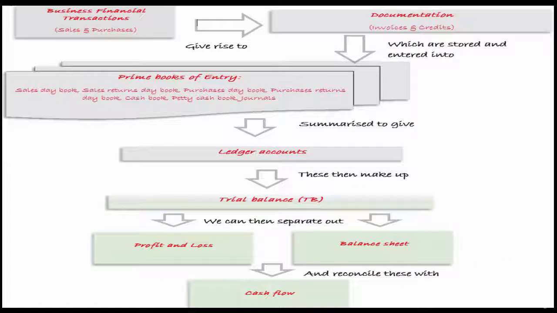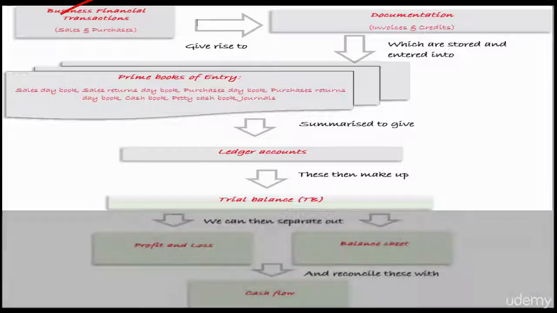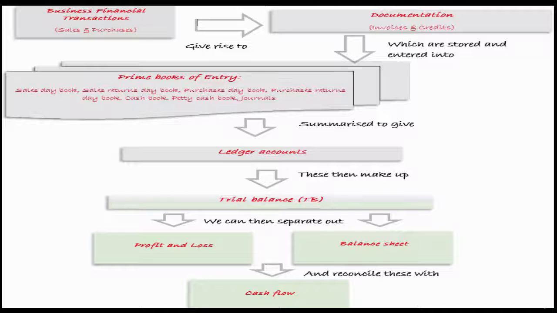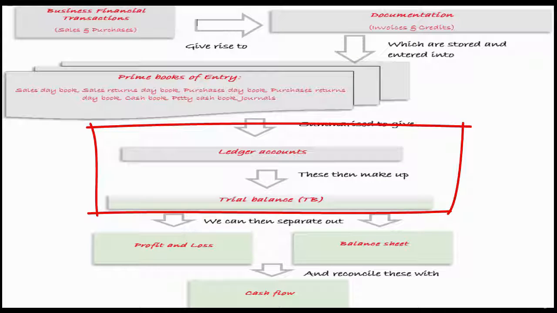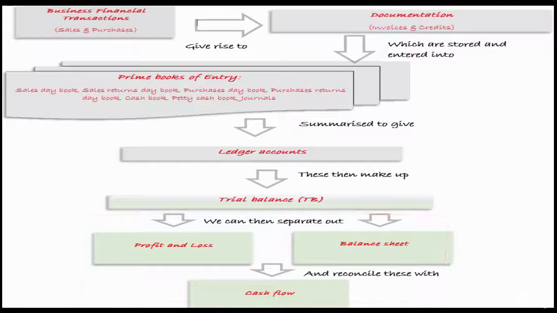So going back to the first few stages, business financial transactions give rise to documentation, and this documentation is entered into the prime books of entry, which are then summarised to give ledger accounts, which make up the TB. All of this here is the role of a bookkeeper. And the first three sections are basically the recording and the classifying of data. We then look at summarising the data in the ledger accounts and the trial balance, and we look at reporting and communicating the data in this last section down here.